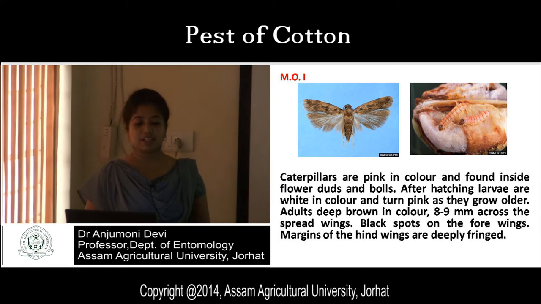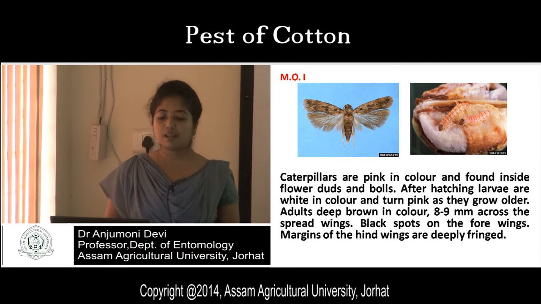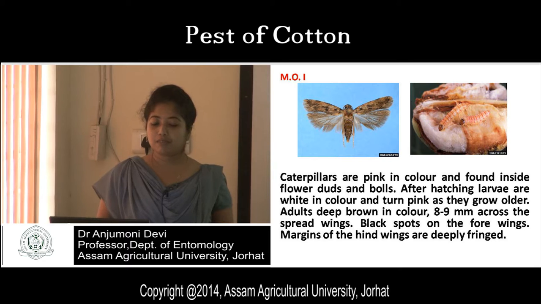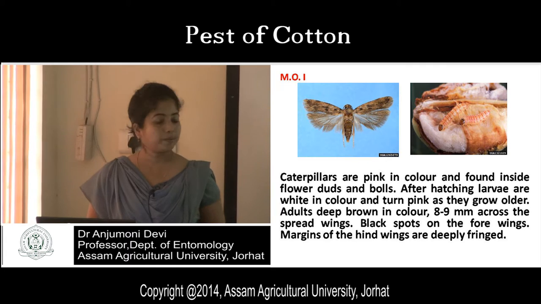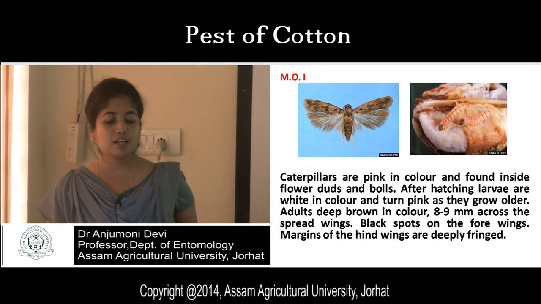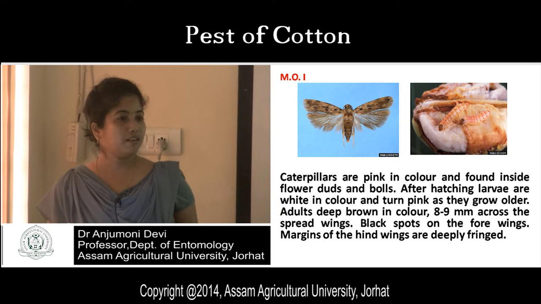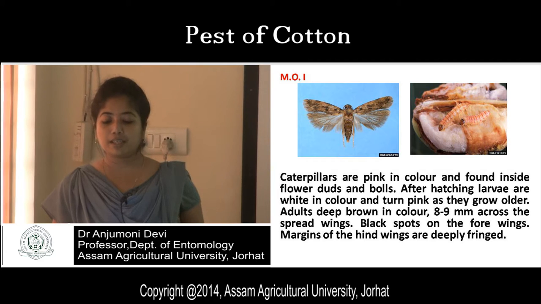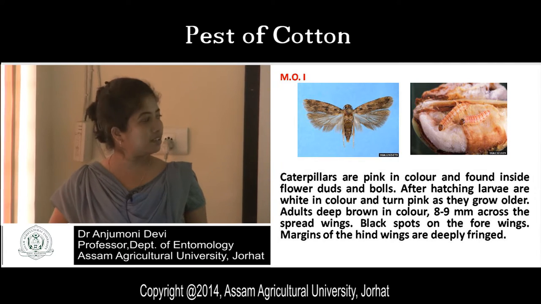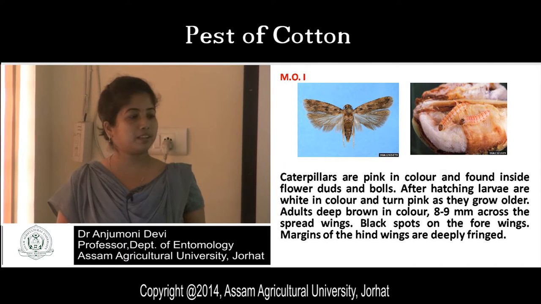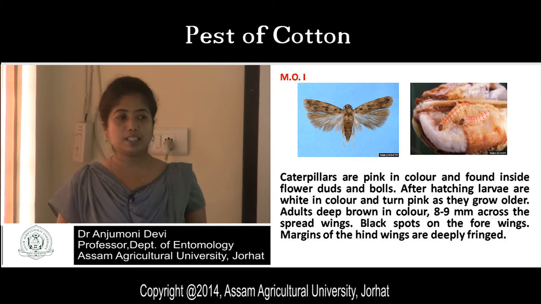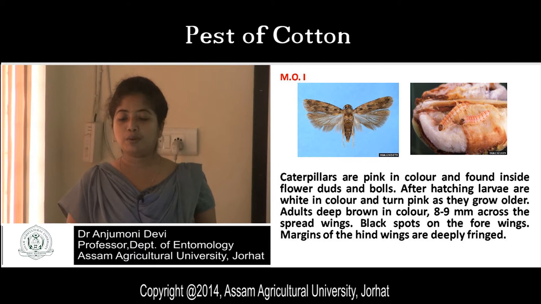The marks of identification. Caterpillars are pink in color and found inside the flower buds and bolls. After hatching, larvae are white in color. That means the first instar larvae are white in color and turn pink as they grow older. See these photographs. See the color of the insect. It is pink in color. When the insect grows, the color changes from white to pink.